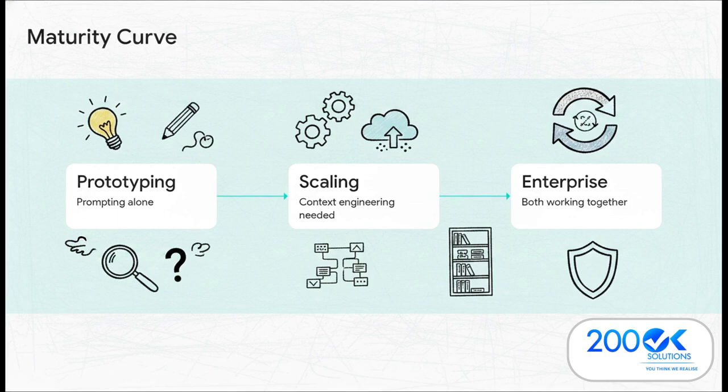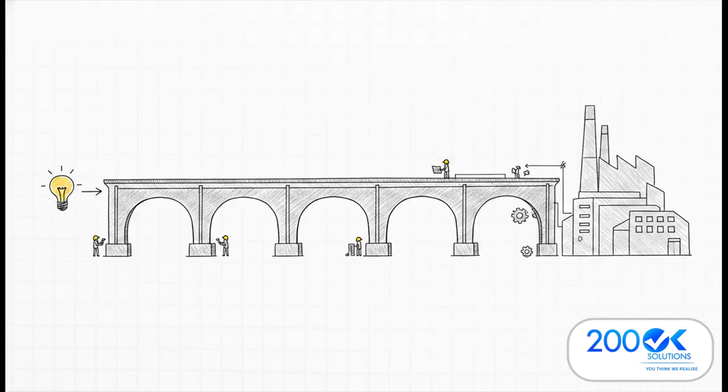But in step 2, the second you start scaling to real users, context engineering becomes absolutely essential. You suddenly need those retrieval systems so the AI doesn't lie to your customers. And then in step 3, for true enterprise-grade systems, both of these disciplines literally have to work together perfectly. Prompt engineering shapes how the model reasons, while context engineering ensures the information it's reasoning over is complete and trustworthy in the first place.